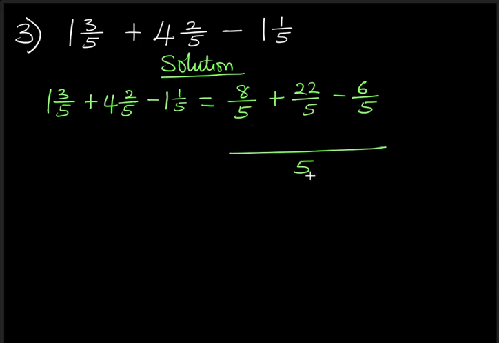So 5 into 5, 1, 1 times 8, 8, plus 5 into 5, 1, 1 times 22, 22, minus 5 into 5, 1, 1 times 6, that will be 6. So if we add that, 8 plus 22, that will be 30, and 30 minus 6, that will give us 24. So 24 all over 5. And then we can put our answer as a mixed fraction, which will be 4 whole number 4 over 5.